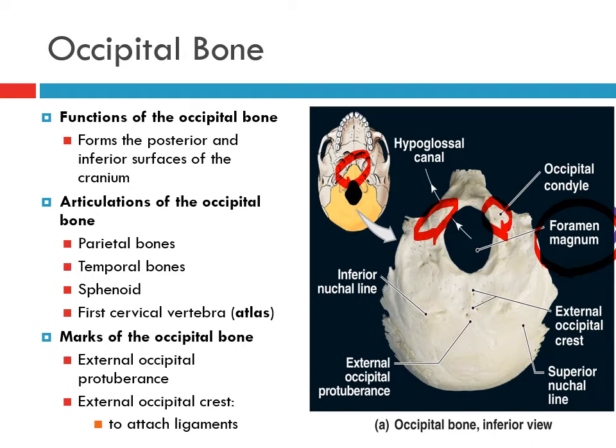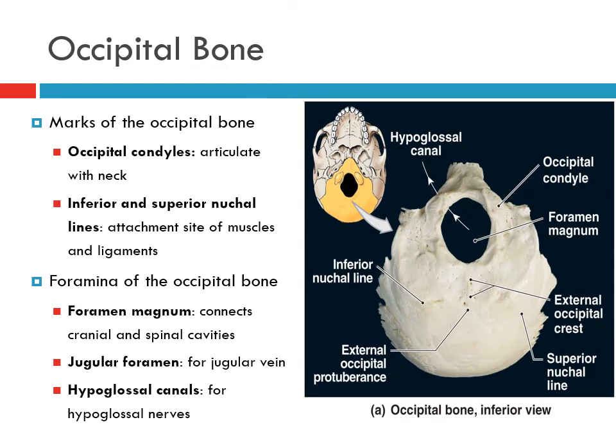Marks on the occipital bone: we have the external occipital protuberance, which is right here, which you can feel if you run your fingers up the back of your skull. You'll feel a prominent bump right there. That's your external occipital protuberance. And below that is the external occipital crest, which comes down to the foramen magnum, and that's for ligamentous attachment.